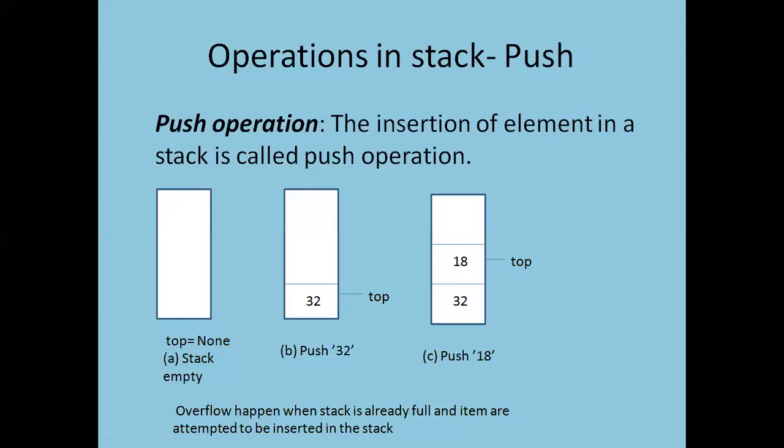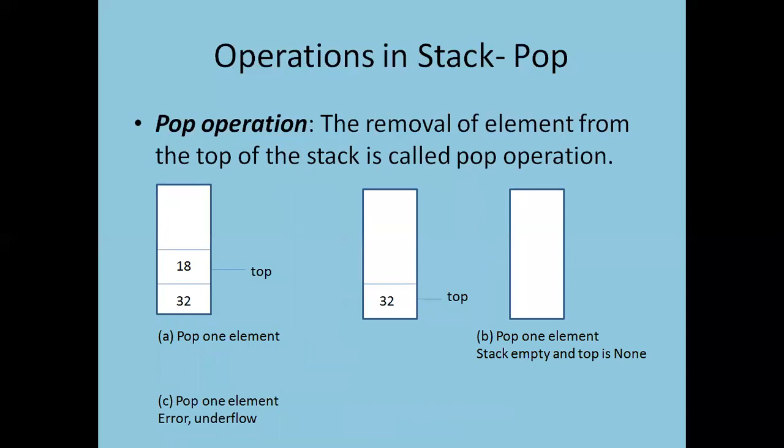as an error condition. Now in case of a pop operation, if you want to remove any item from your stack, then we call that operation a pop operation. Suppose you want to pop one element. Since the topmost is now 18, 18 will be popped out first, deleted first. So 18 is popped out, and only 32 is left here. Now suppose you pop another item. Since 32 is the only one left, if I pop 32, the topmost element, then the stack will now be empty.